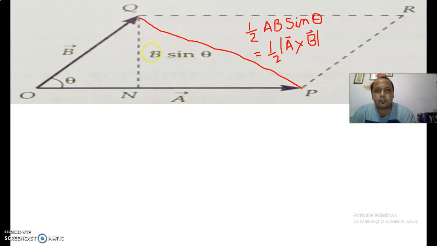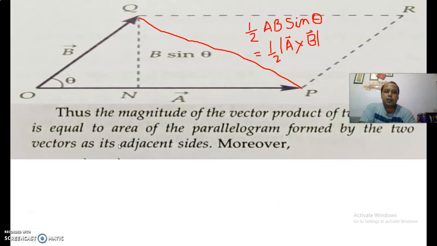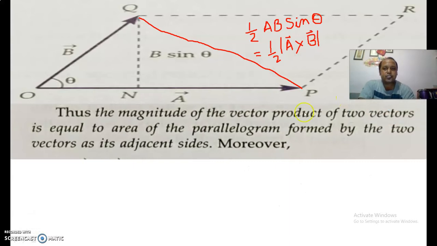Now, what we can say is that the area of the triangle is half of the area of the parallelogram, because AB sine theta, or the magnitude of A cross B, represents the area of the parallelogram. So the area of the triangle is half of the area of the parallelogram. If you are clear, then we can write it in words.